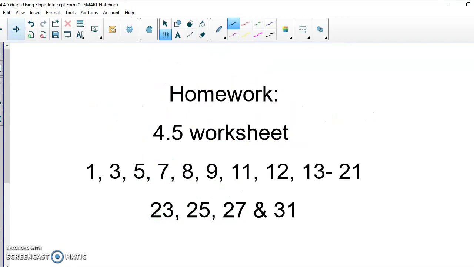All right, you are ready for your homework. It is your 4.5 worksheets. I have the numbers circled on the worksheet for you, but you're going to be doing numbers 1, 3, 5, 7, 8, 9, 11, 12, 13 through 21, and then also 23, 25, 27, and 31. Good luck, you guys.